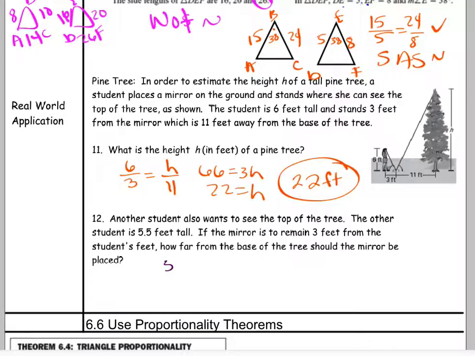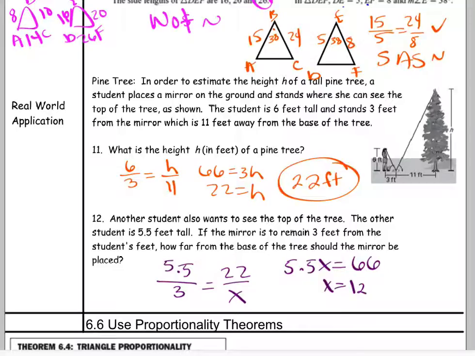So in this question, it's 5.5 feet, and the mirror is still 3 feet, and then the height of the tree is still 22, but how far from the tree should we put the mirror? So 5.5 times x, 22 times 3, and so, let's see, 66 divided by 5.5 is 12 feet. So the mirror should be placed 12 feet from the tree for that student to work out because the height changed. The height of the student changed.